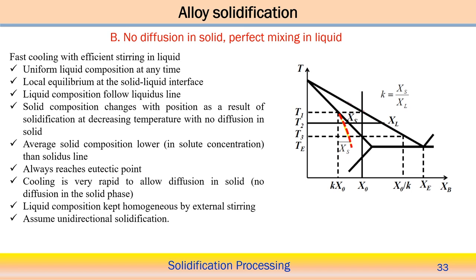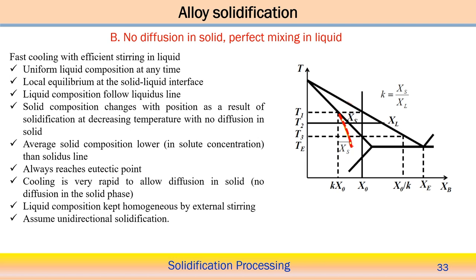So the liquid composition is changing as per the liquidus line, but the solid composition changes with position as a result of solidifying at decreasing temperature. It is not exactly following the solidus line because this is not equilibrium solidification, since we are not allowing diffusion to occur. So it definitely will not follow the solidus line, but the average solid composition is lower in solute concentration than the solidus line. Therefore the composition follows this particular path, which is lower than expected for the solidus line, and it will always reach the eutectic point and terminate the solidification process.